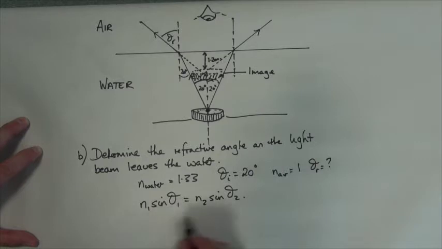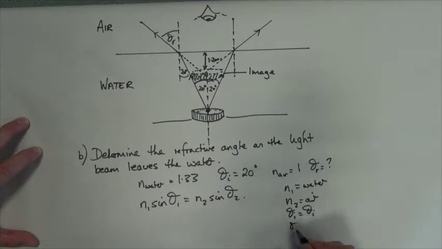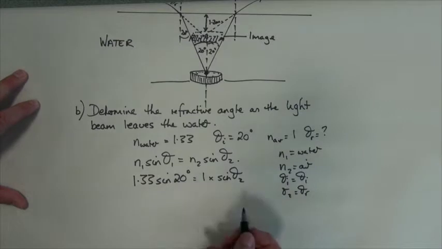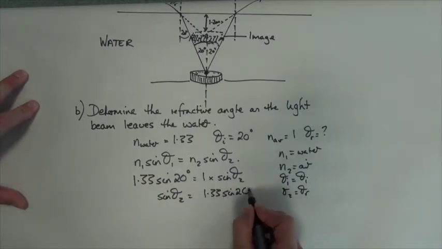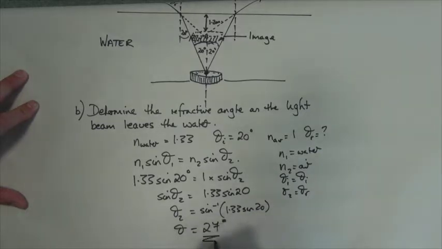So there's Snell's law. Now, n1 is going to equal the water, because that's where I'm coming from. n2 is going into the air, which is the second medium. theta 1 is going to be theta I, and theta 2 is going to be theta R. So we substitute in, and we get 1.33 sin 20 equals 1 times sin theta 2. Moving it over to the other side, theta 2 is going to be the inverse sine of 1.33 times sin 20. So I get that the refractive angle is 27 degrees.